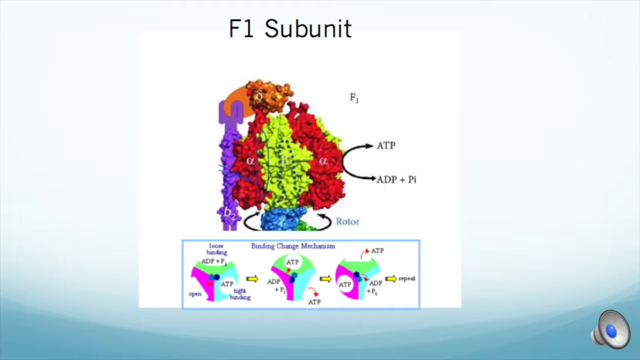The F1 subunit of ATP synthase contains the sites where ATP is synthesized. The proton flow from F0 spins the gamma subunit, which induces a conformational change across the beta sites in F1. These conformational changes cause ADP to bind, ATP to form, and ATP to release. F1 is held in place by the peripheral stalk, preventing it from rotating randomly.